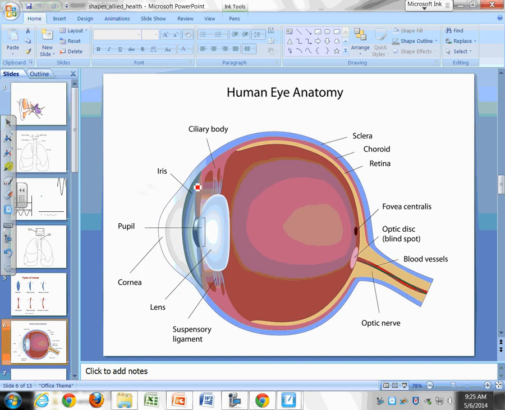And so it is going to be right here, I think. Yeah, between the cornea and the lens. Is that right? That's correct. It's right here. The aqueous humor.